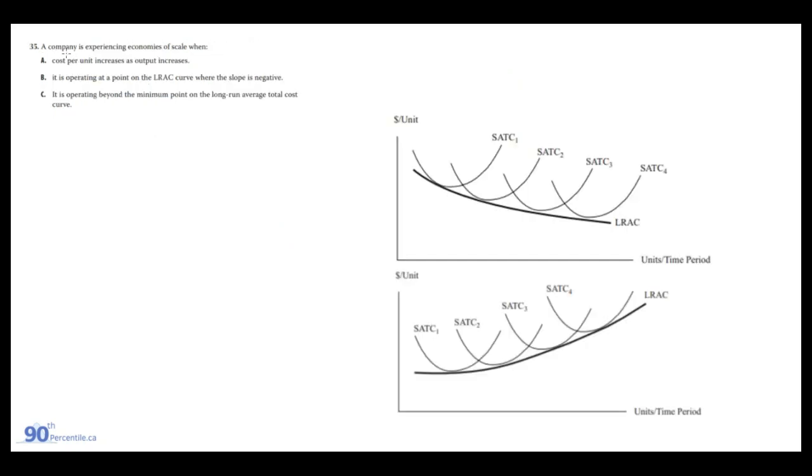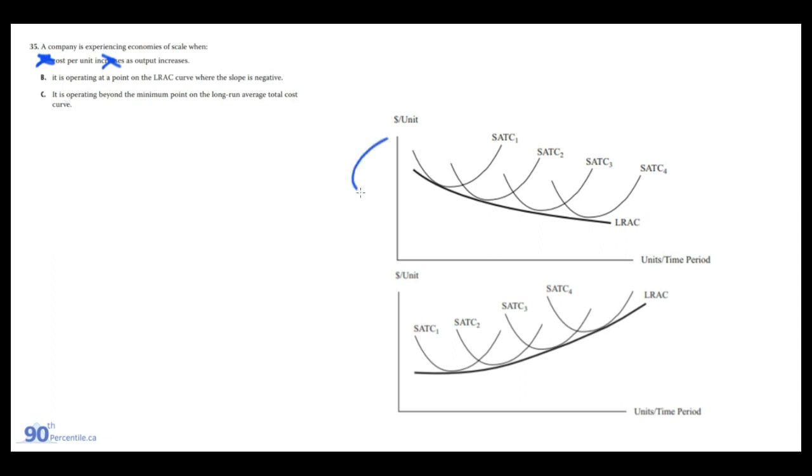Last question here, and we have a company's exercising economies of scale when cost per unit increases as output increases. That's incorrect. Cost per unit will decrease as output increases. So this is wrong. B, it is operating at a point on the long run average cost curve where the slope is negative. Keep that in mind for a second. And C, it is operating beyond the minimum point on the long run average total cost curve.